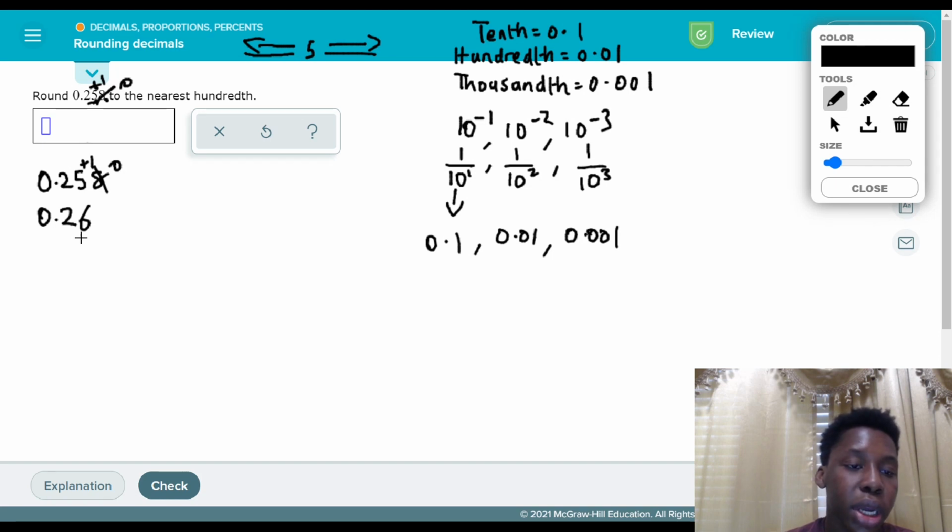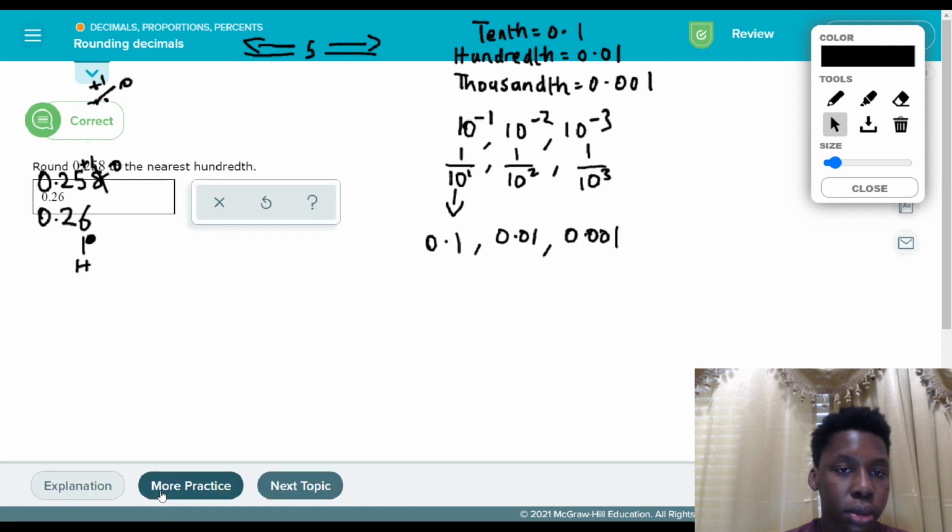Since we're asked to round to the nearest 100, this is the 100. So the 100 has to be the last digit. Okay, so 6 will be the last digit here, and the 100 is in this position, so it should be the last one. So this should be 0.26. Check. Yeah.